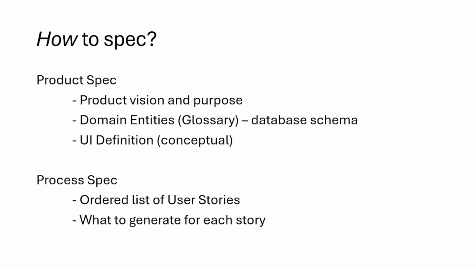How to spec? Well, you have to recognize that you need a product spec, but also a process spec. The product spec provides at least the product vision and purpose. This is the context that makes the rest more understandable. And it's important to specify for your product also why you specify things as you do.